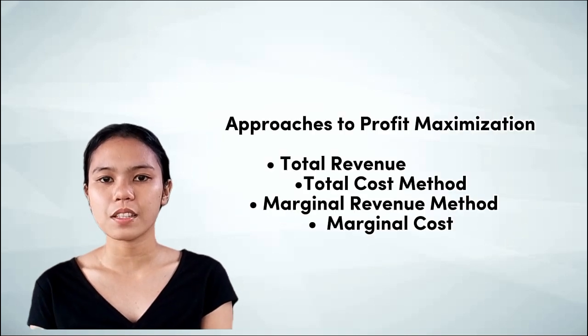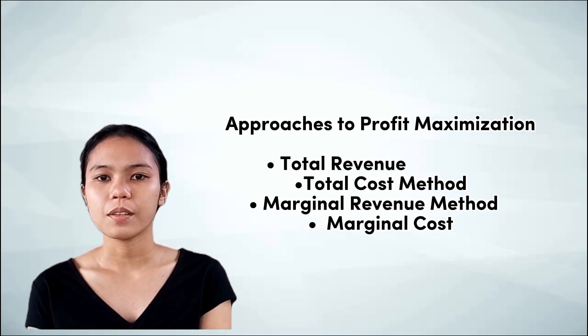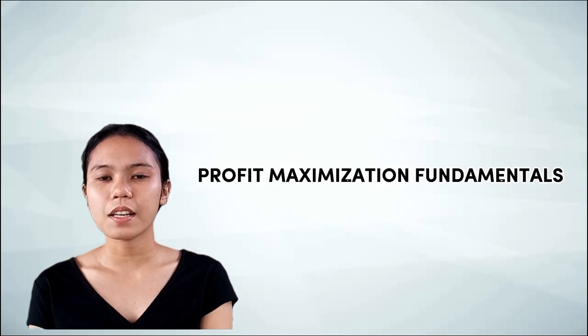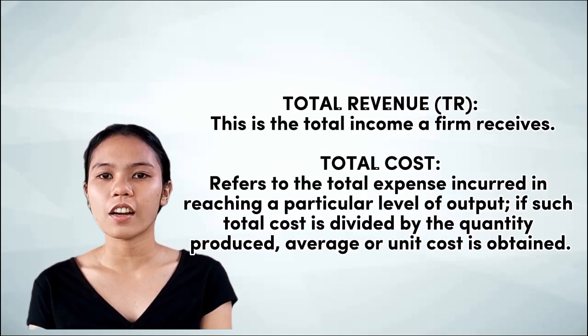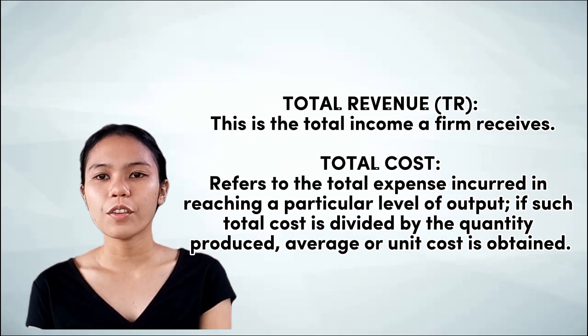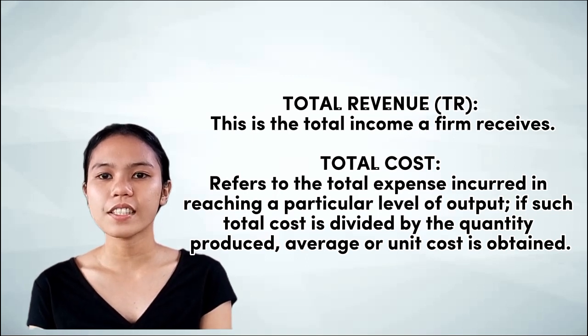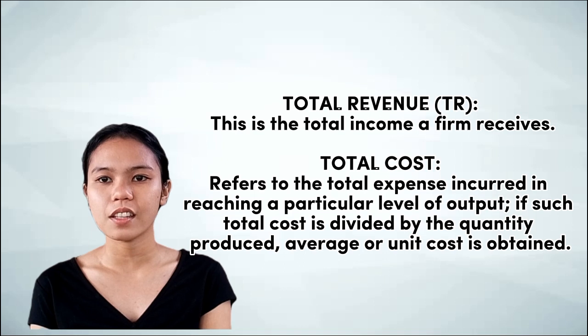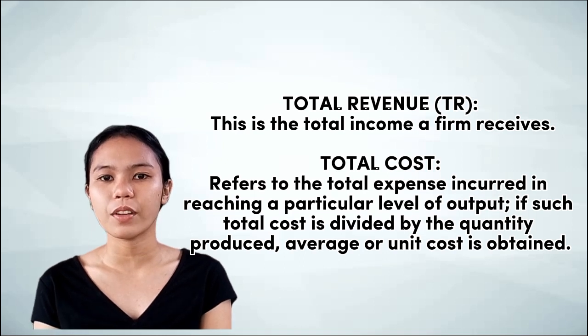Approaches to profit maximization: total revenue, total cost method, marginal revenue method, marginal cost. Profit maximization fundamentals. Profit is equal to TR minus TC. Total revenue, or TR, is the total income a firm receives. Total cost refers to the total expense incurred in reaching a particular level of output.